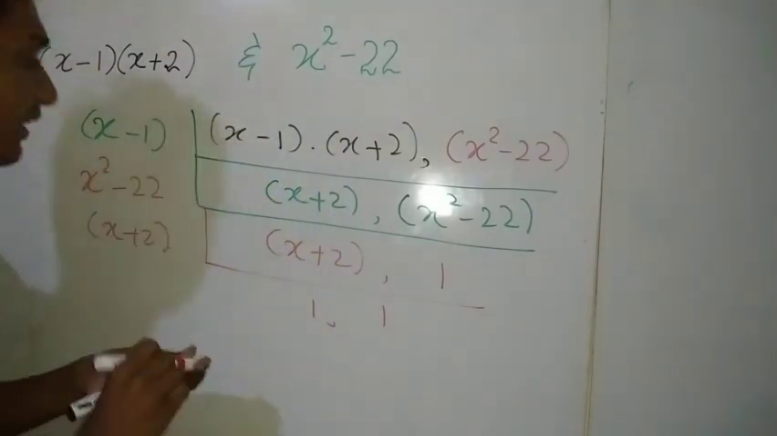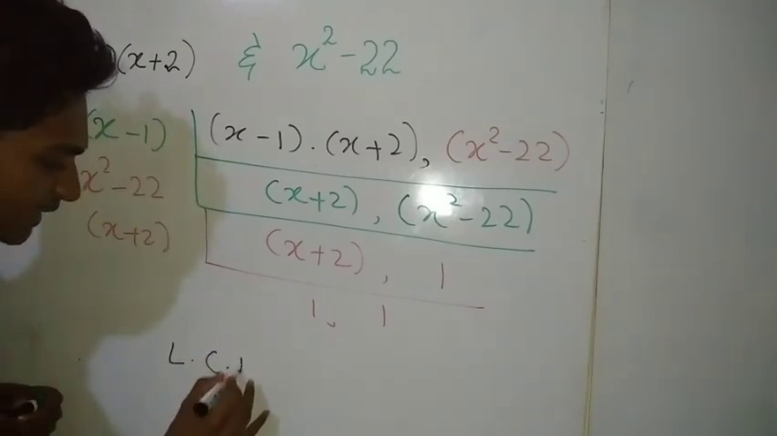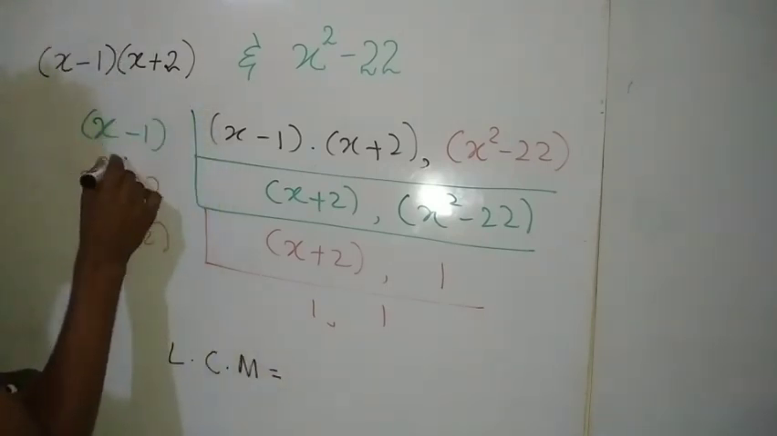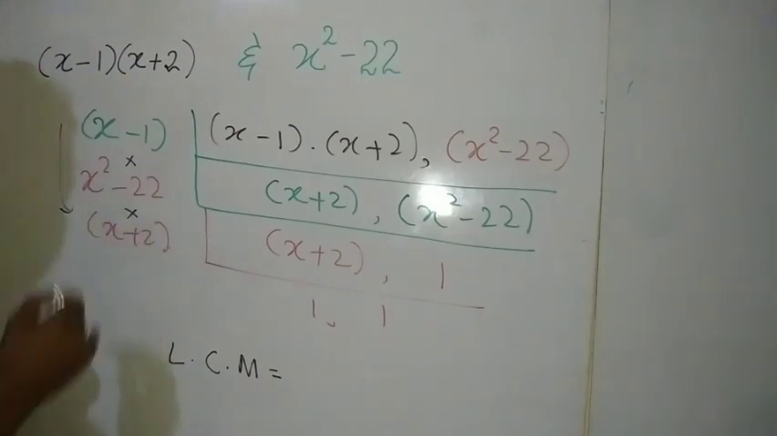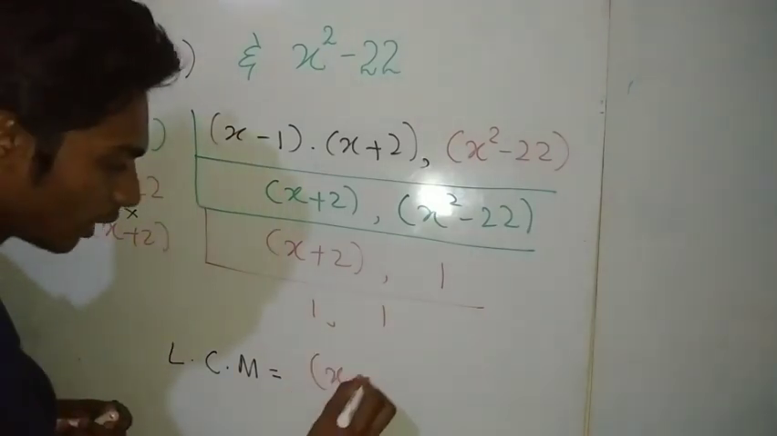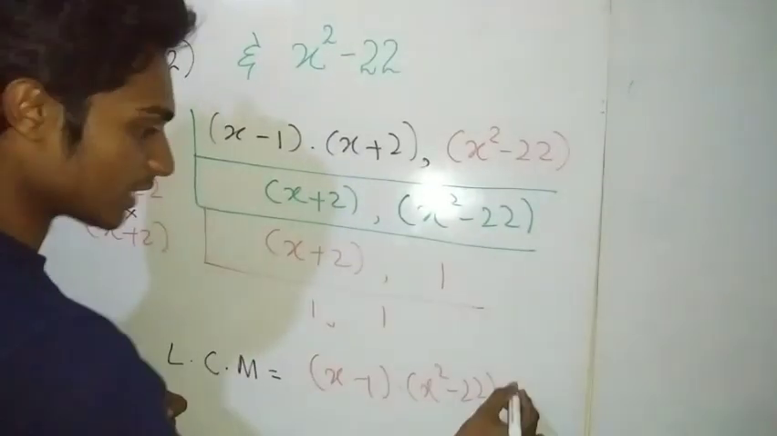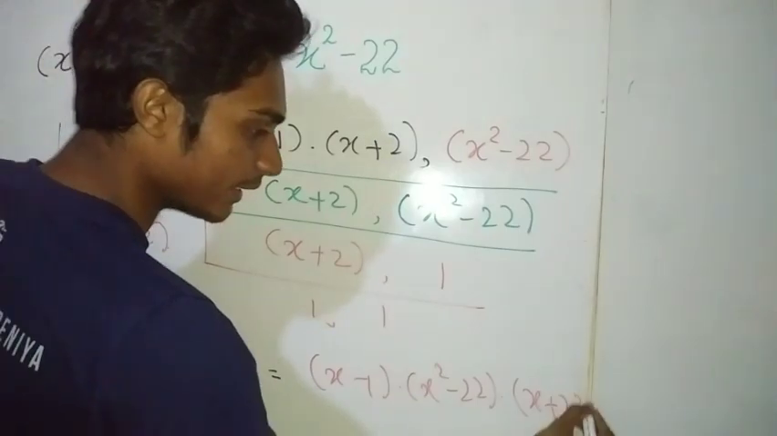Once you are done with it, to find the LCM, you put LCM equal to, and you have to multiply all these terms. Then you are done with the LCM. So you are having x minus 1 into x squared minus 22 into x plus 2, right? So this is the LCM.